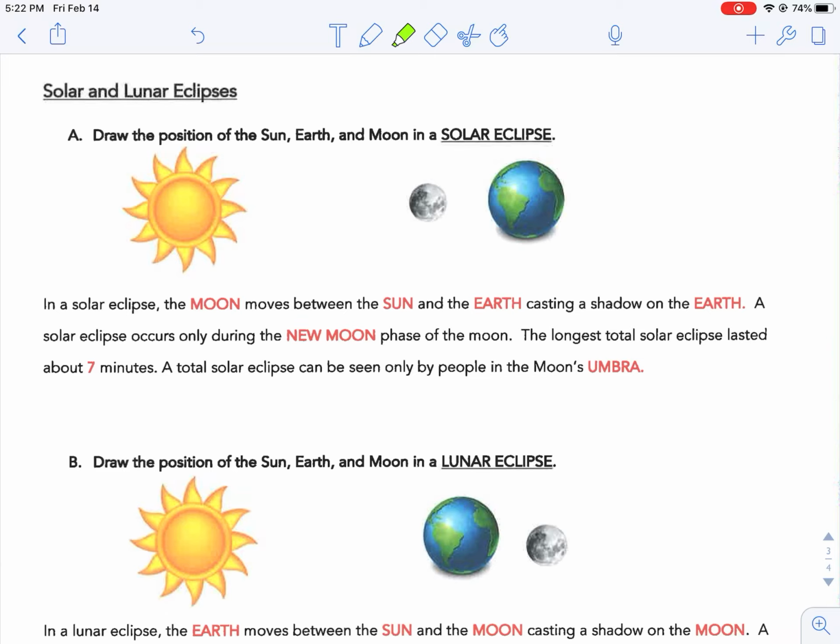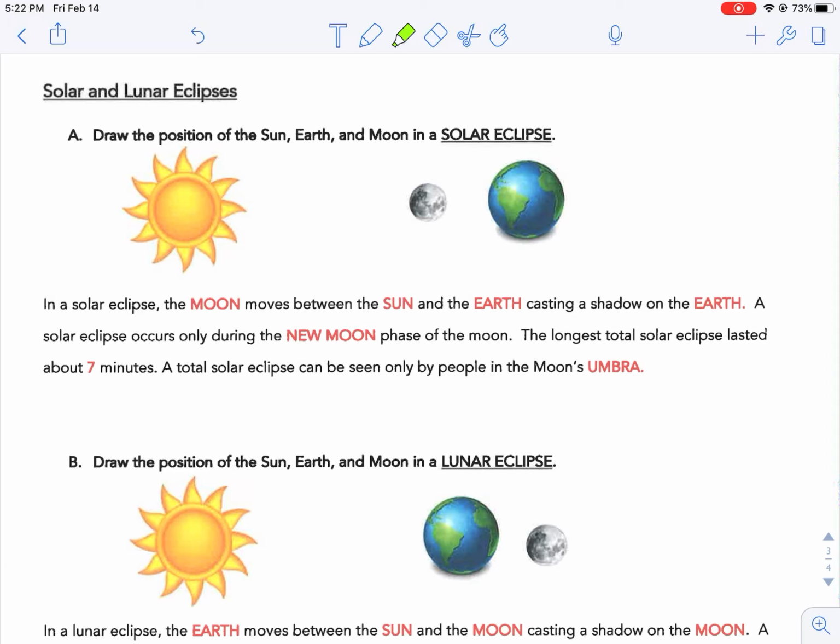So we have our eclipses. So you were to draw the position of the sun and the earth and the moon in a solar eclipse. So with a solar eclipse, we are looking at the sun. Well, actually, really not looking at the sun, because we would have to wear those protective eyeglasses or we would burn our retinas. But we're looking at what is being covered up.